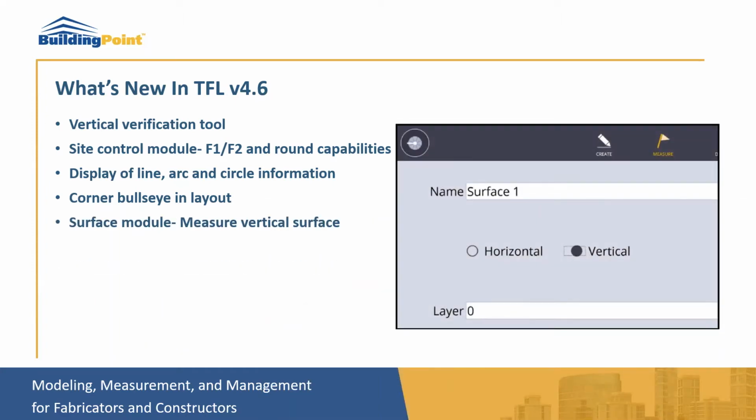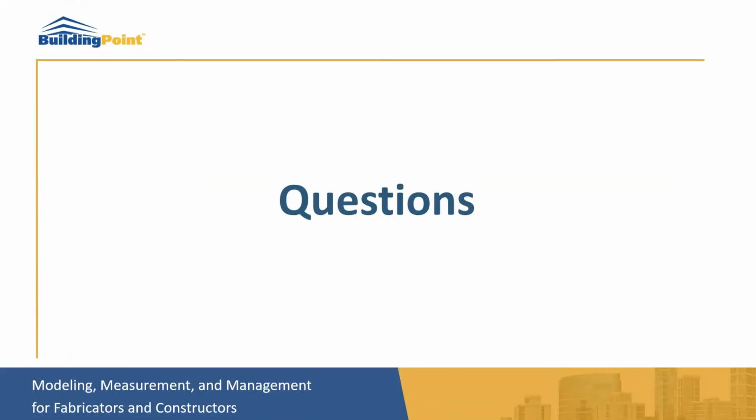The surface module was enhanced. Like I told you previously, we could only conduct surface analysis on horizontal surfaces, either floors or ceilings. They brought in a new capability to do it on vertical surfaces. So while you're defining the surface that you want to measure, you can now let the software know if you're going to do it horizontally or vertically. So this covers the new features of Trimble FieldLink version 4.